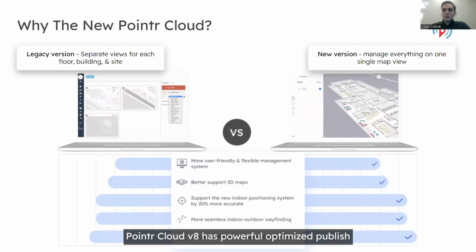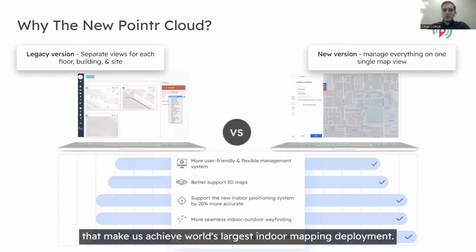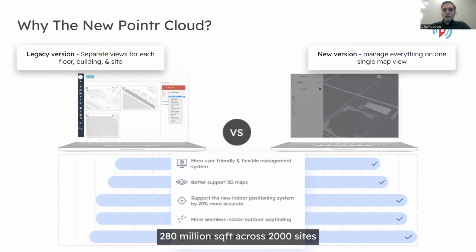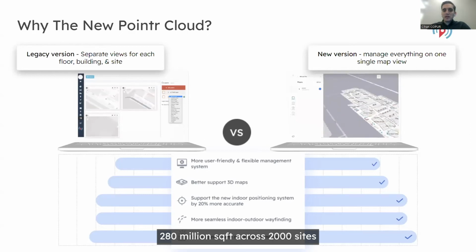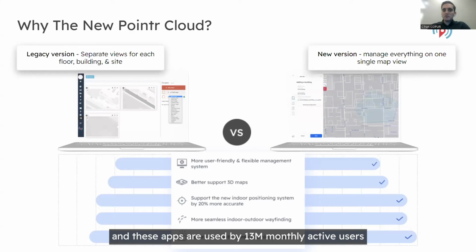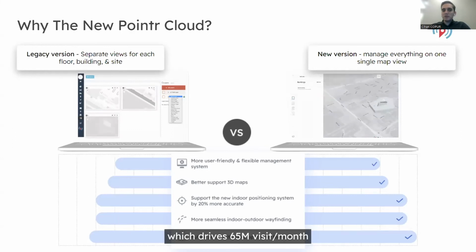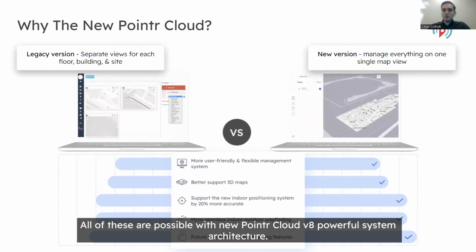Pointr Cloud version 8 has a powerful, optimized publish that makes us achieve the world's largest indoor mapping deployment: 280 million square feet across 2,000 sites, and these apps are used by 13 million monthly active users, which drives 65 million visits per month. All of these are possible with the new Pointr Cloud version 8 powerful system architecture.